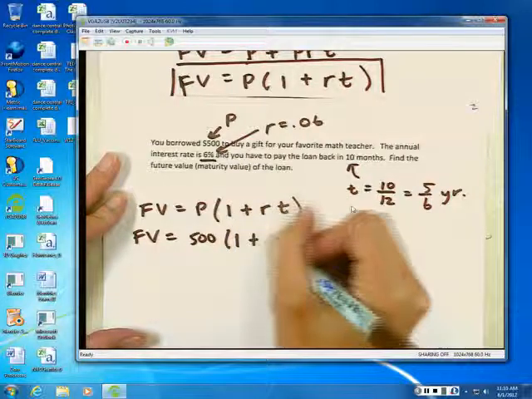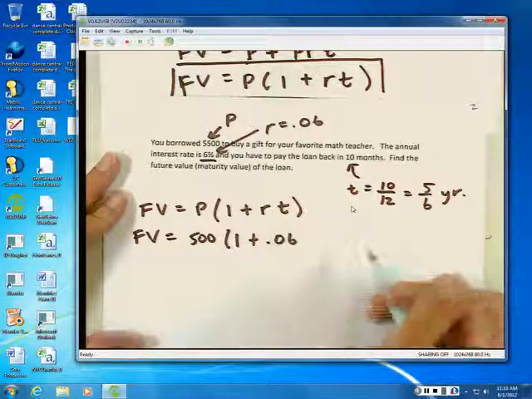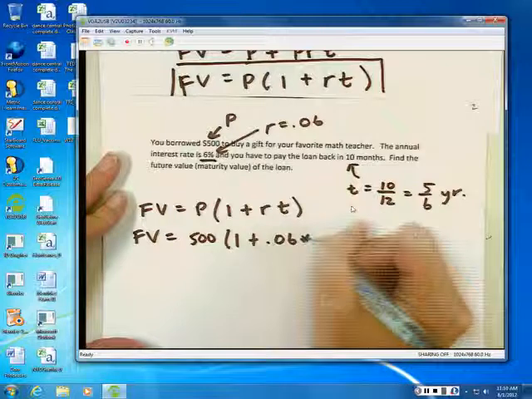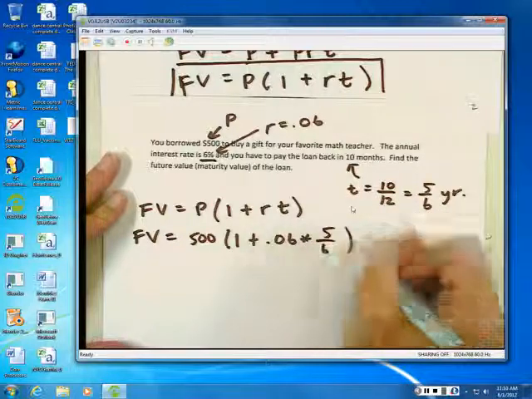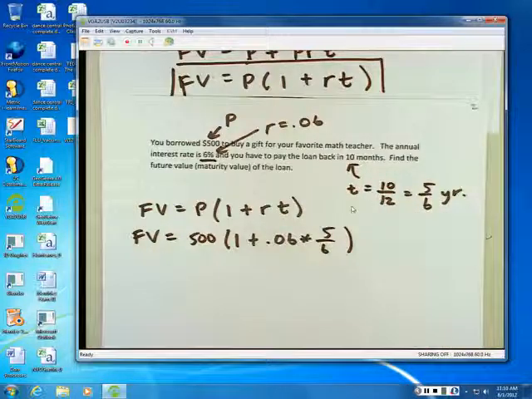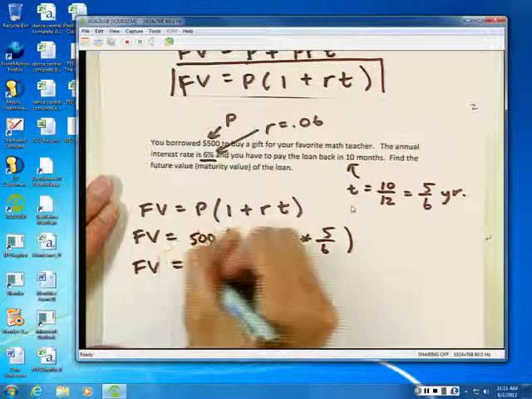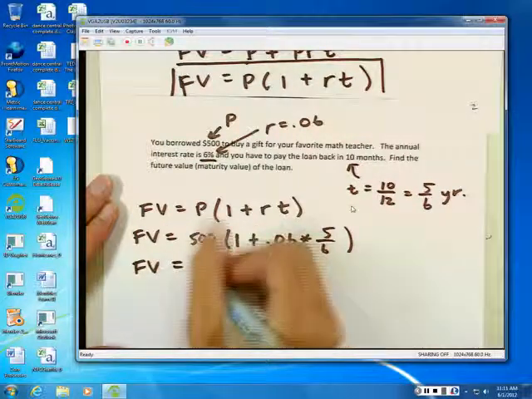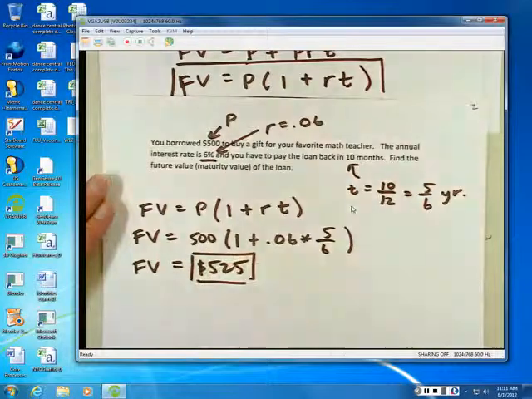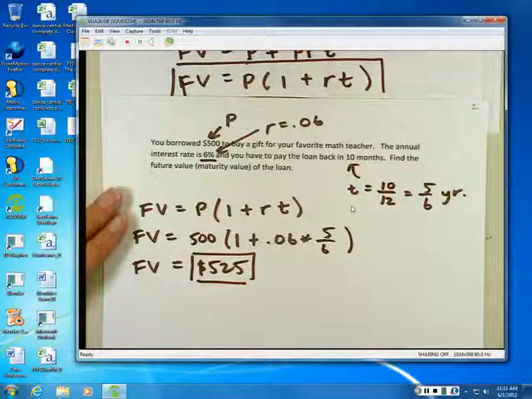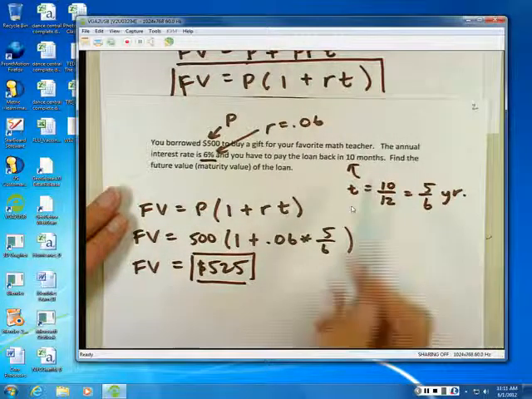So for our problem, we have $500 that we borrowed for that awesome, amazing gift. 1 plus 0.06 times, I'm going to use a little asterisk, 5/6. So in my calculator, I'm going to very carefully compute that. 1 plus 0.06 times 5 divided by 6, parentheses, and we get a future value, turns out nice, of $525. So after 10 months, you're going to owe $525.